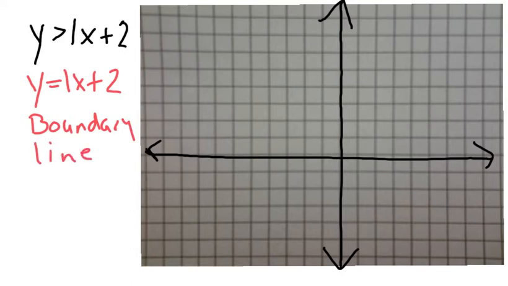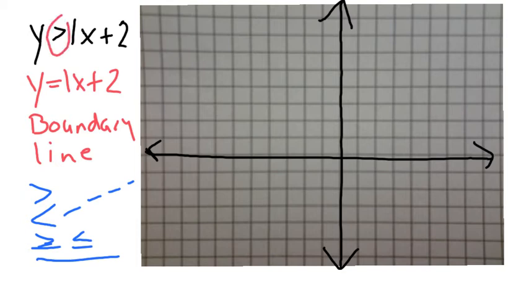Now, here's what's important to know. When you graph inequalities, when you have a plain sign, you're going to have a broken or dashed boundary line, not a solid boundary line. When you have a fancy sign, you have a solid boundary line. So those are some important things to know. Now let's graph y equals 1x plus 2, and we're keeping in mind that this is a plain sign, so we need a dashed boundary line.